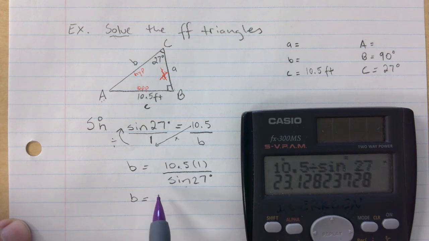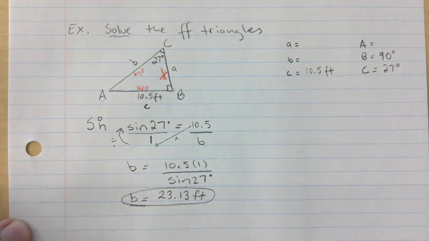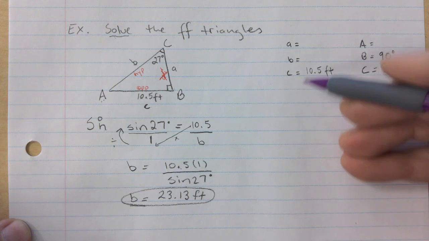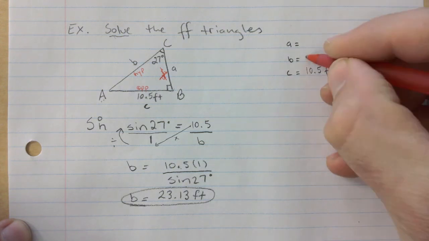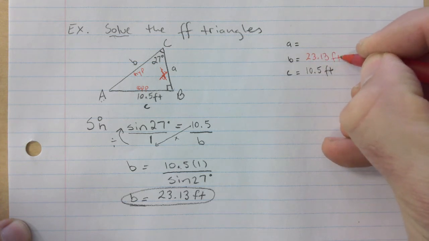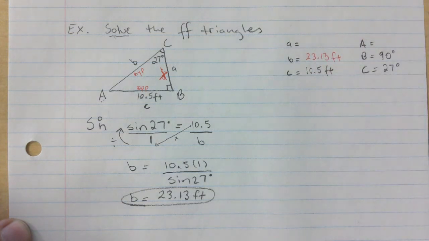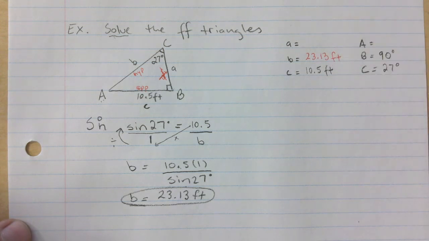So for B, I get 23.13 feet. I will go over here and already write that in. I'm going to use a different color because I calculated this, and I want to make sure it sticks out, right? So you've calculated that.